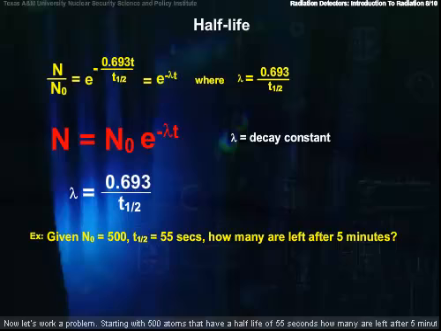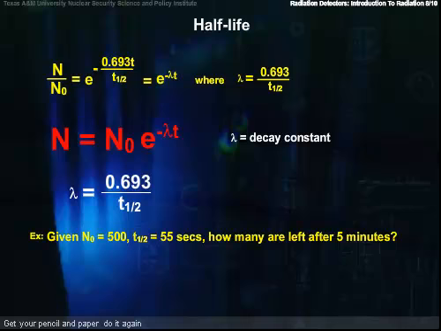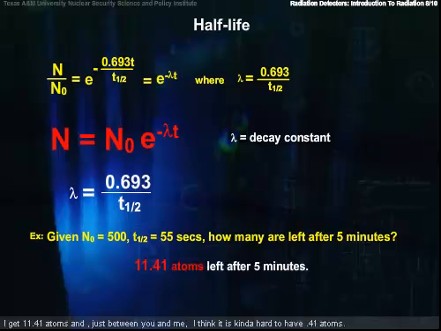Now let's work a problem. Starting with 500 atoms that have a half-life of 55 seconds, how many are left at 5 minutes? Get your pencil and paper and do it again. I get 11.41 atoms, and just between you and me, I think it's kind of hard to have 0.41 atoms.